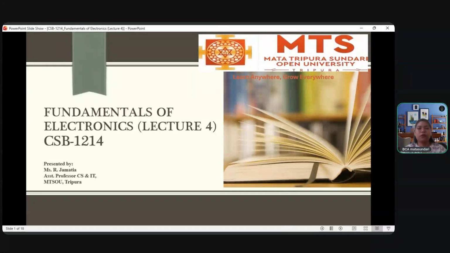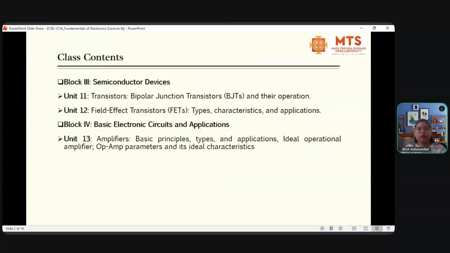Good afternoon. Let's start our lecture on fundamentals of electronics. It will be our lecture 4. Course code is CSB 1214. For today's class, we'll be trying to complete Unit 11 and Unit 12 from Block 3, and from Block 4, Unit 13.